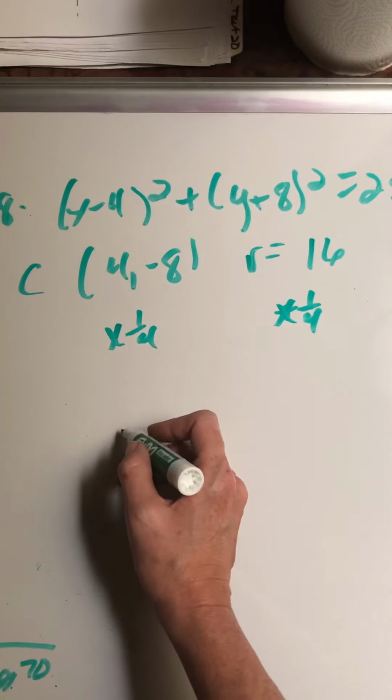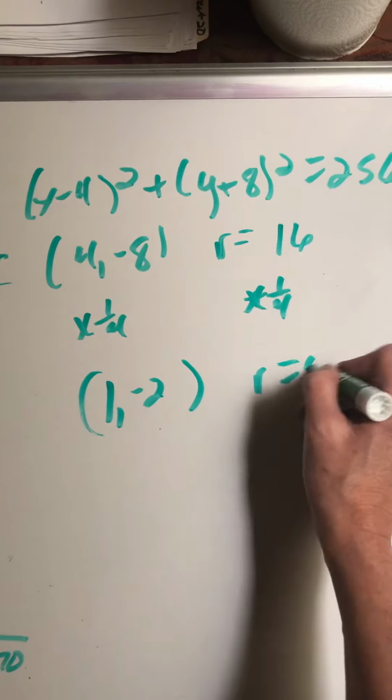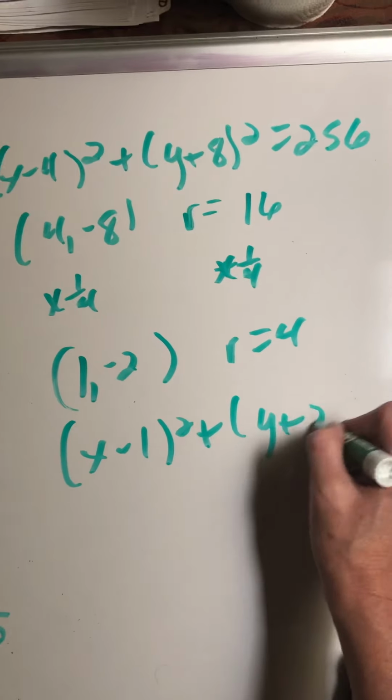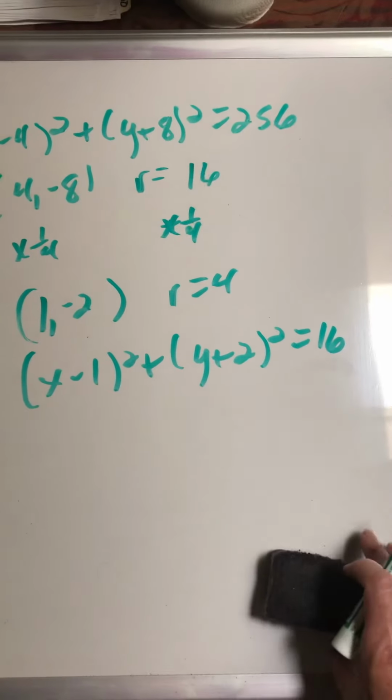Multiply, not add. So that's going to be 1, negative 2. That's my new center. My new radius is 4. So x minus 1 squared plus y plus 2 squared, because I changed all that, equals 16, because 4 squared is 16.